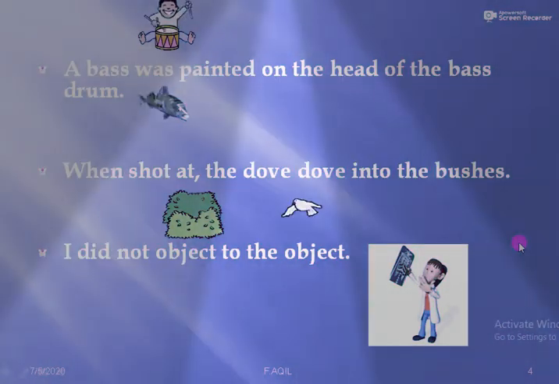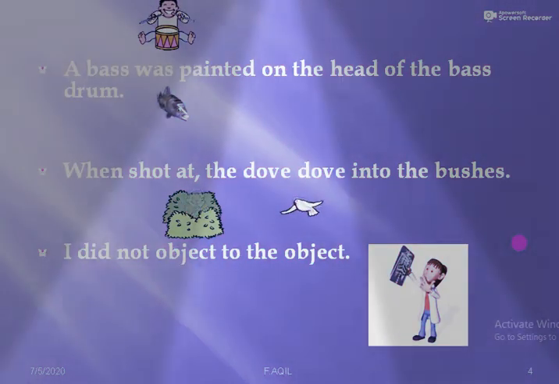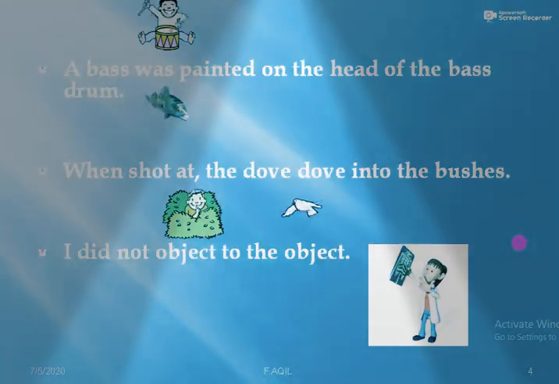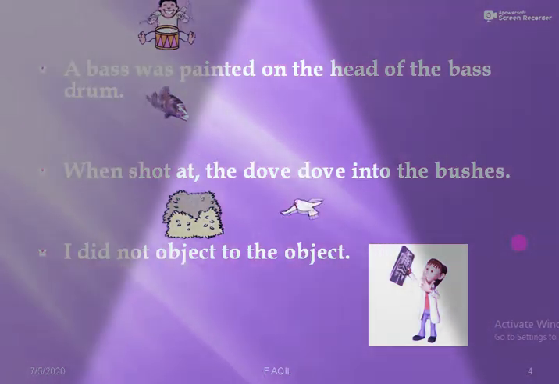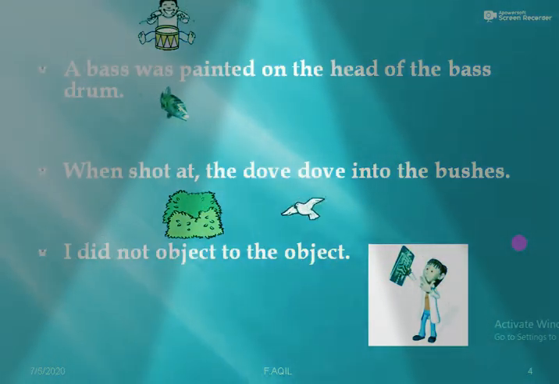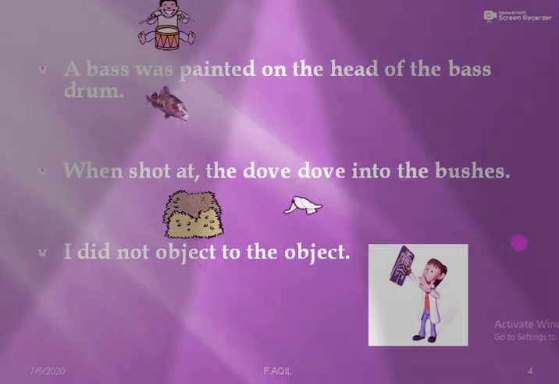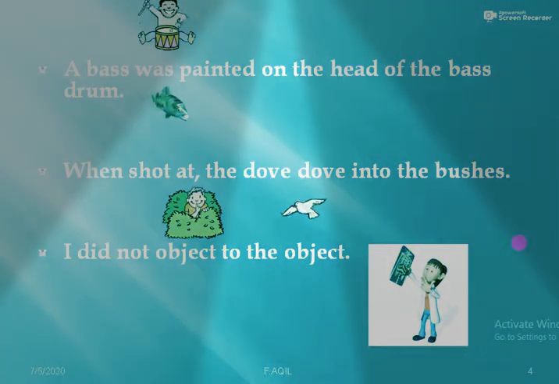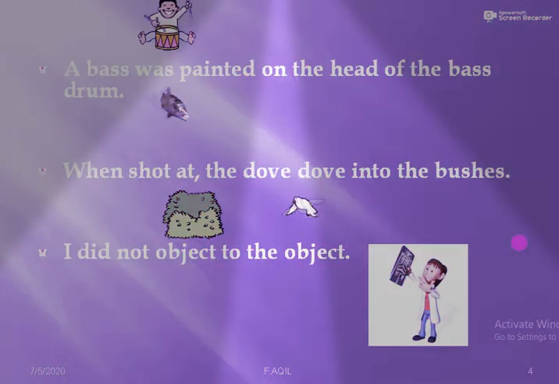A bass was painted on the head of the bass drum. Now when we have a sound on the drum, that's called a bass. You can see we have two words here, bass and bass. They have the same spelling, but pronunciations are different.